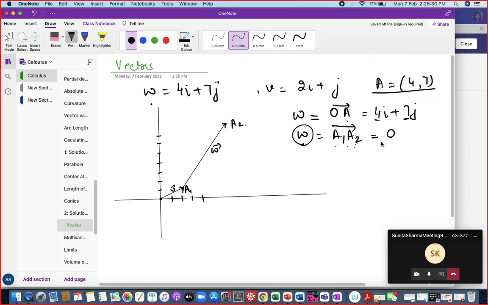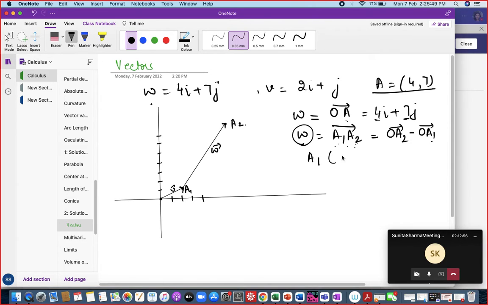Will it be A2 minus A1? A2 minus A1, or you can also say OA2 minus OA1. Okay, this is how you can represent it. So if we see what A2 and A1 are first, we can see what the coordinates are.